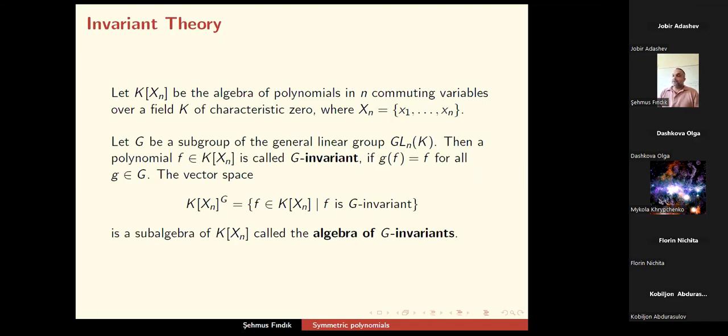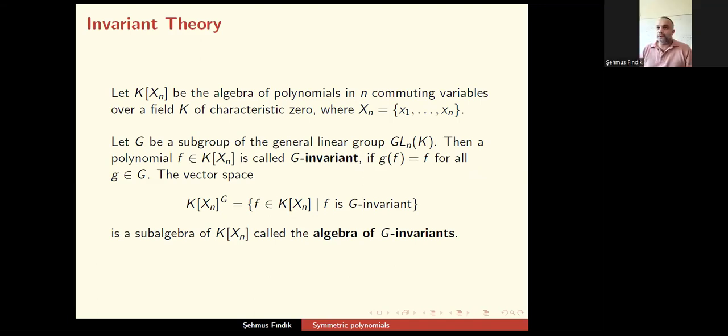Invariant theory maybe starts before 1900, but after Hilbert's problems, which were revealed in 1900, it became more popular. So let's start with a polynomial. Let K[X] be the polynomials in n commuting variables, and G be a subgroup of the general linear group. Then a polynomial F is called G-invariant if it is preserved under the action of all elements of G. Such Fs form a set, and this is an algebra, which is called the algebra of G-invariants.